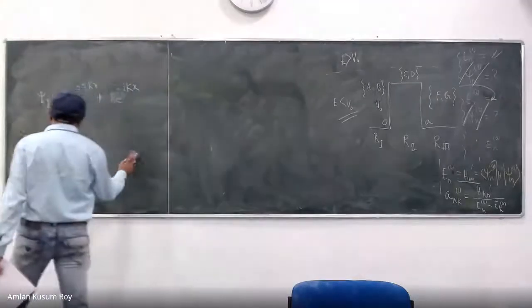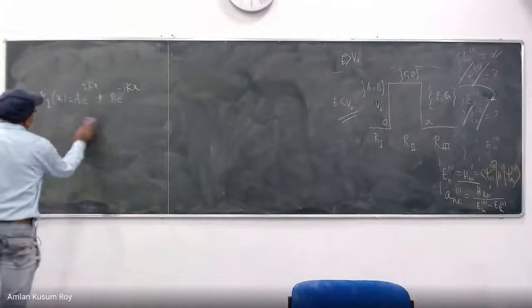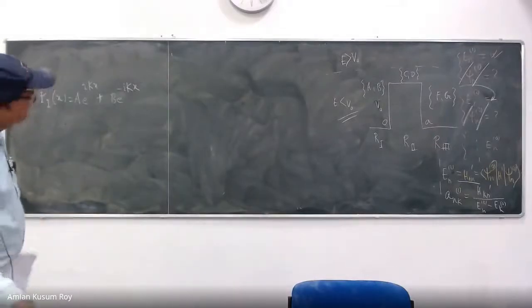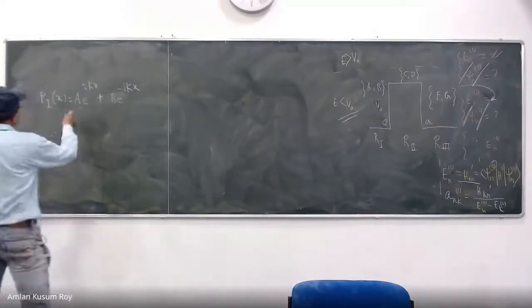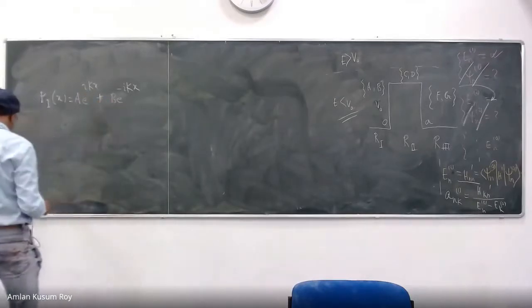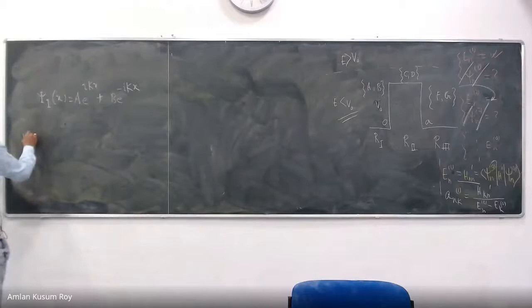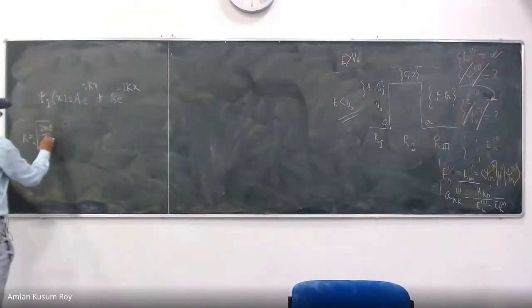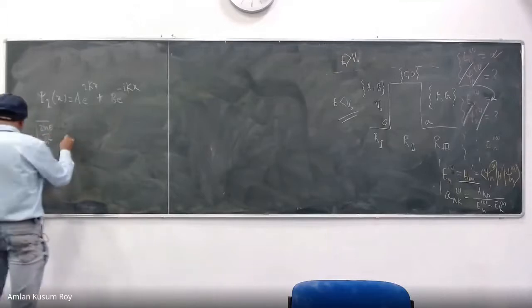If you do this rearrangement, you can eventually write psi 1(x) is equal to A e to the power i kx plus B e to the power minus i kx in this region, where k is root over twice mE over h cross squared. That's my k.